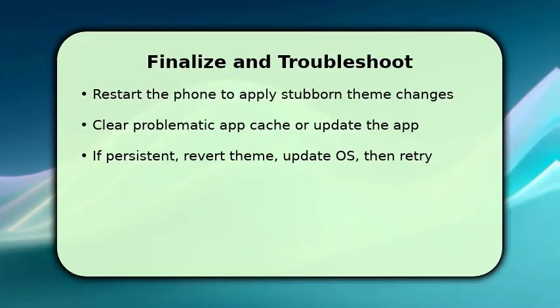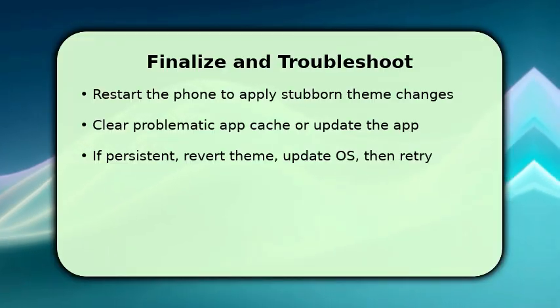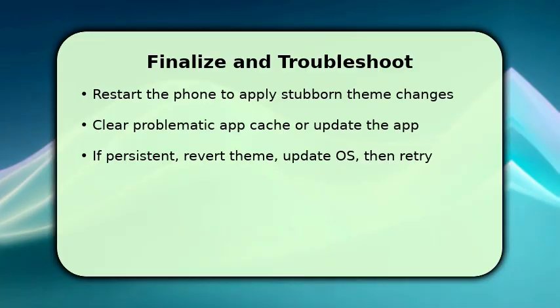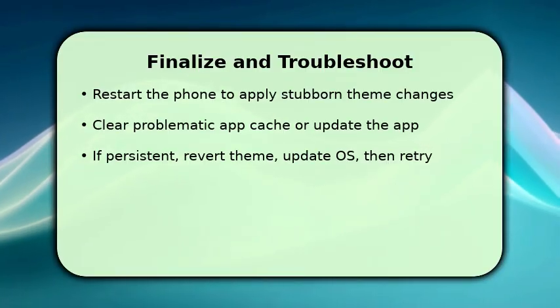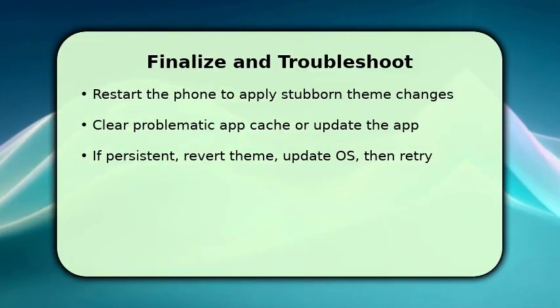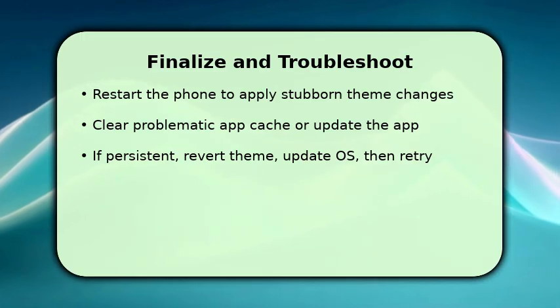If something looks off, restart the phone to force a full redraw. This resolves many partial theme issues. If a specific app stays light, clear its cache or update the app. Some apps require their own theme toggle.